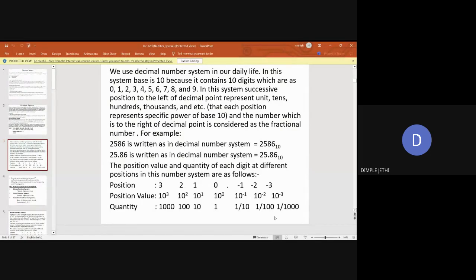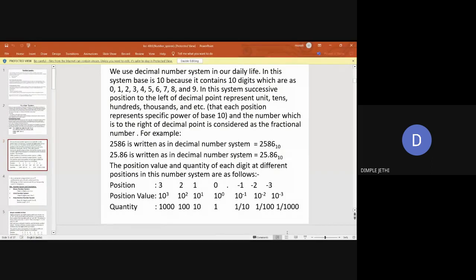So here I was telling you, for an integer number the power starts from 0, and for a fractional number the power starts from -1. 10 raised to power -1 means 1 upon 10. 10 raised to power -2 means 1 upon 100. Power -3 means 1 upon 1000. Like that it will keep on increasing.